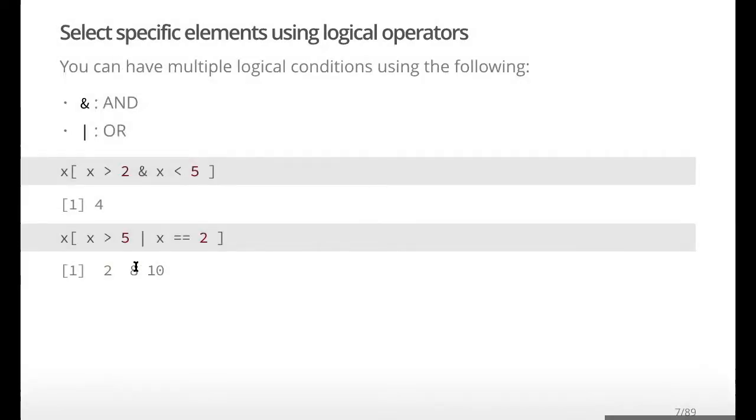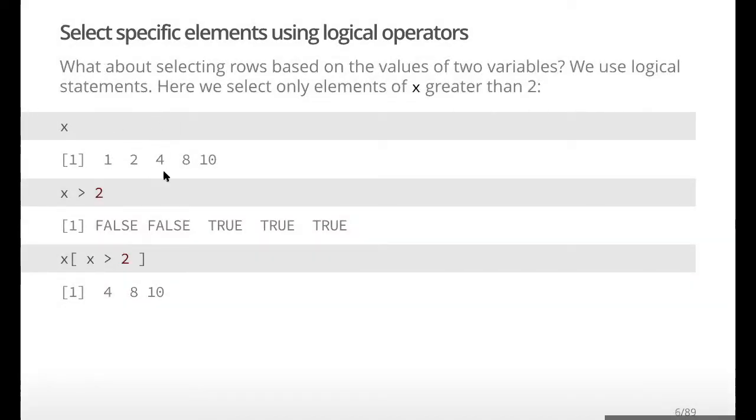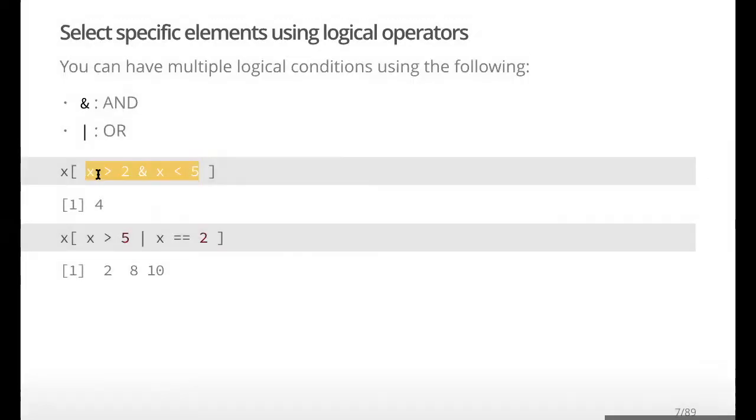So just like there are comparison operators like greater than or equal to, not equal to, and all that kind of thing, there are logical operators. So the ampersand is AND. For that to be true, two conditions, or multiple conditions, must be met simultaneously, or for OR, at least one of the conditions must be met for a true to result. So x greater than 2 and x less than 5. This will give us logical indicators of all the elements of this, 1, 2, 4, 8, and 10. We see 4 is the only one that is strictly greater than 2 and less than 5, and we can pass in that logical vector and we get the element out.